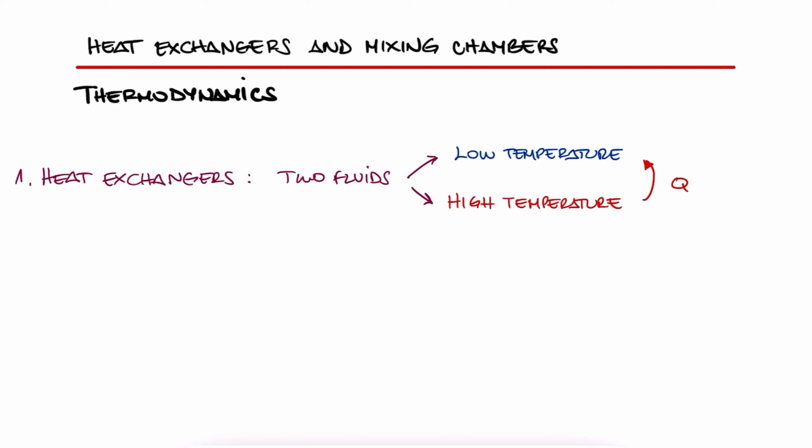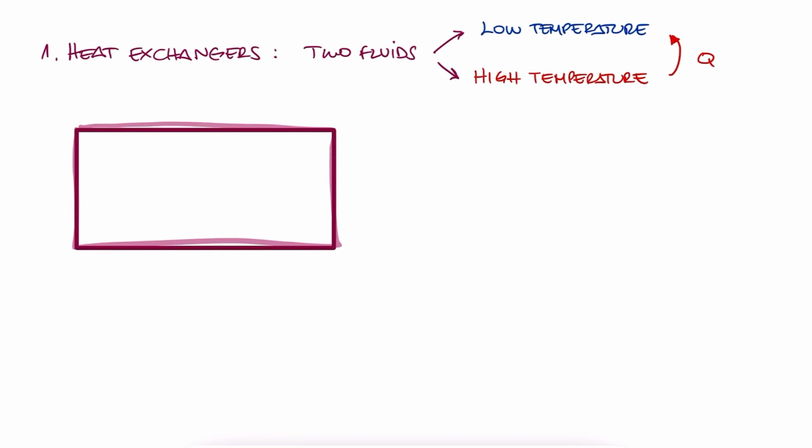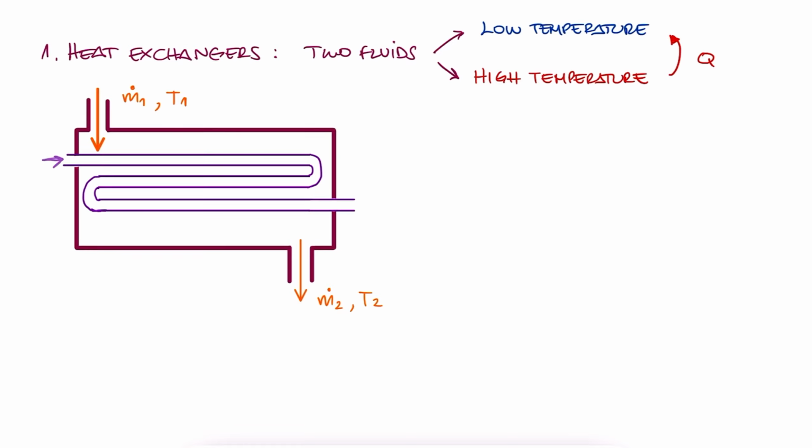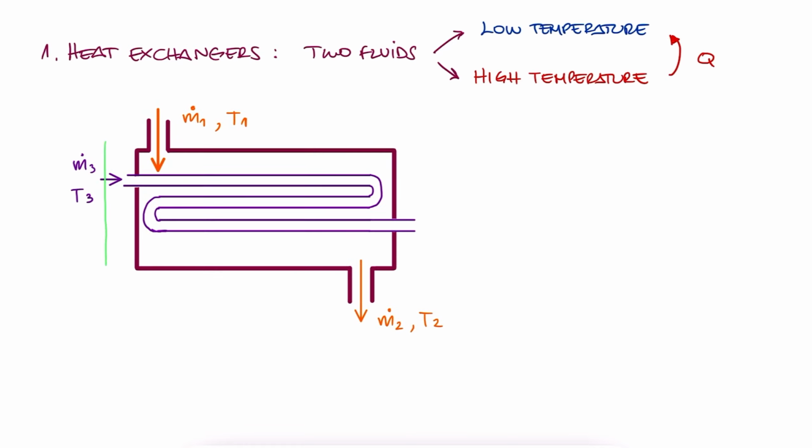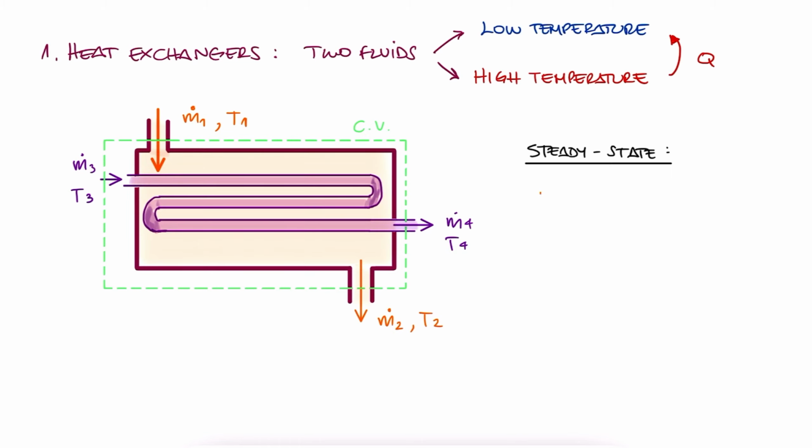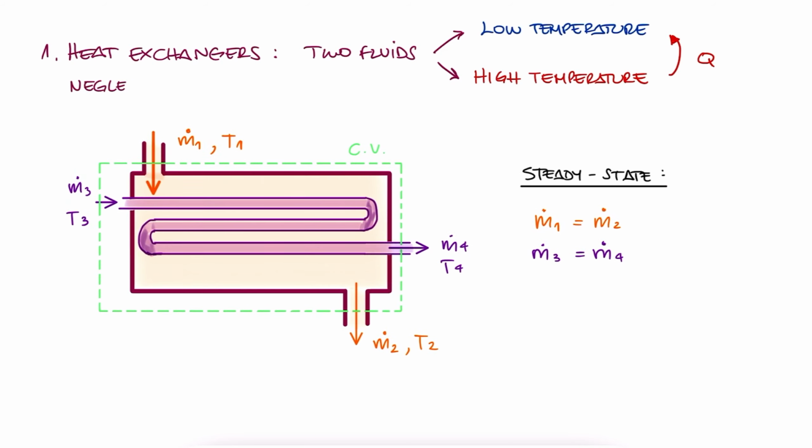The schematic for these heat exchangers can be as simple as a 2D enclosure where m.1 at T1 comes into the box and m.2 at T2 comes out of the box, and then m.3 enters our control volume flowing through a duct that passes through it and exits as m.4 at T4. Of course, because this is a steady state device, mass flow rate 1 equals mass flow rate 2 and 3 equals 4. With heat exchangers, we usually ignore the changes in kinetic energy and potential energy.